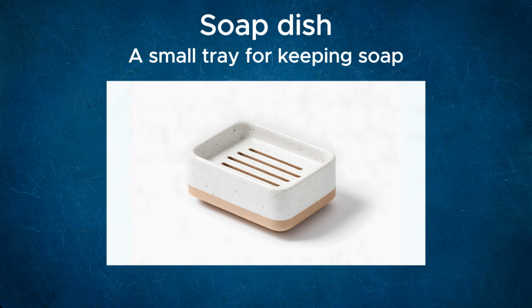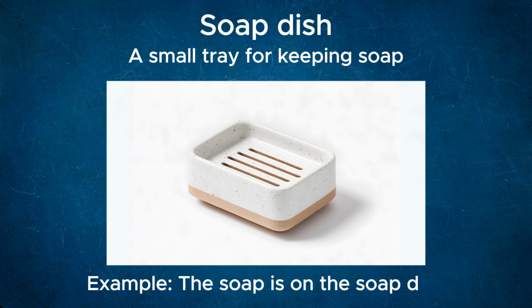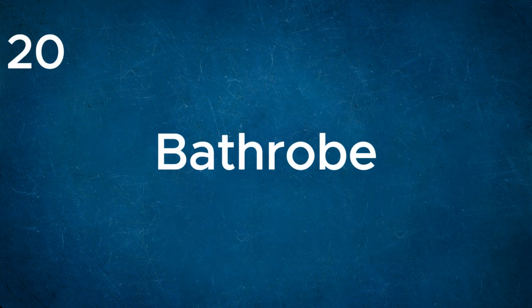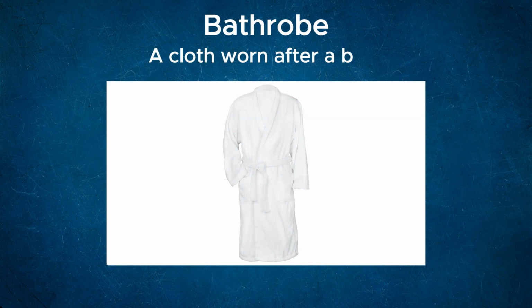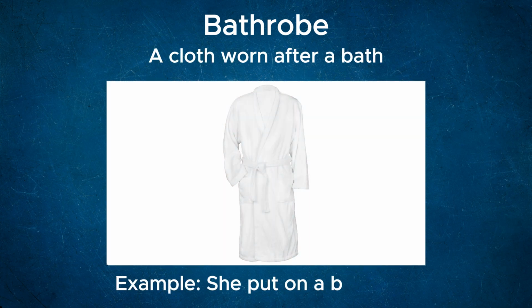Soap dish. A small tray for keeping soap. Example: the soap is on the soap dish. Bathrobe. A cloth worn after a bath. Example: she put on a bathrobe.